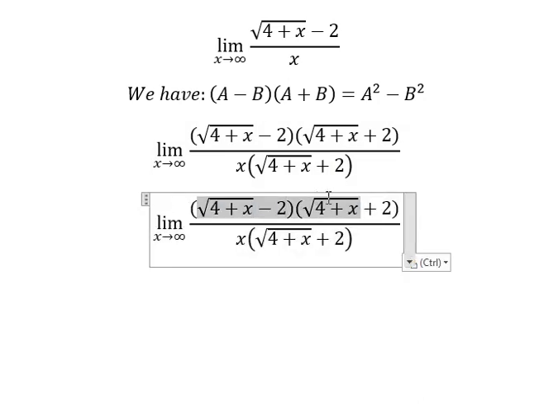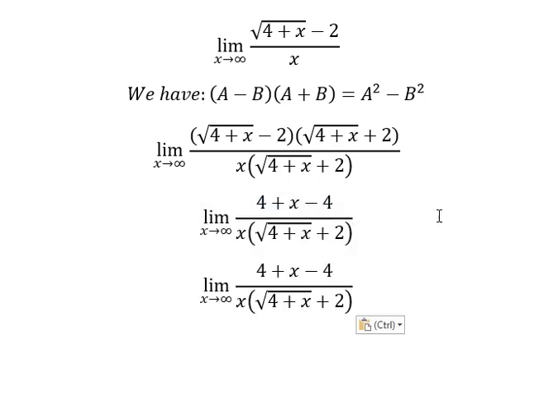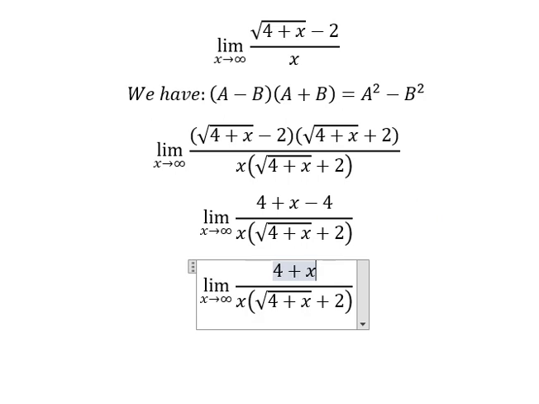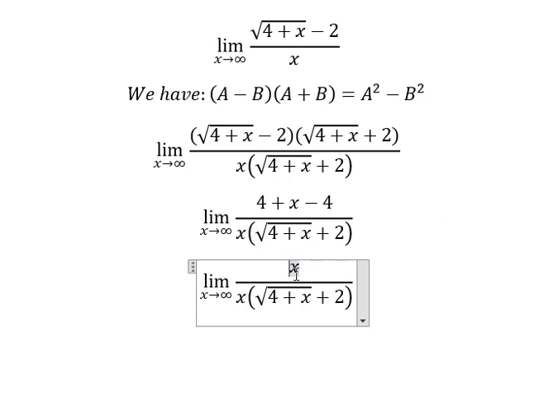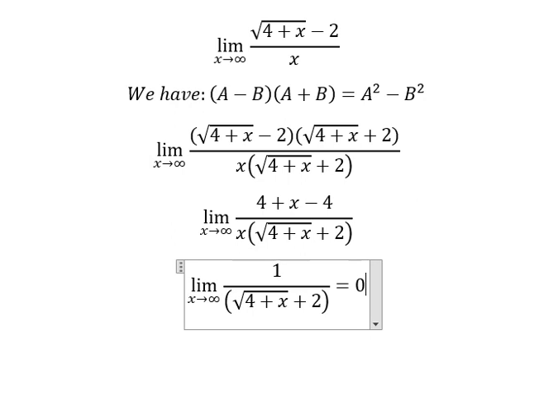So this one we simplify and we have 4 plus s minus number 4. So 4 minus 4 we cancel. s divided by s. Now when s approaches positive infinity, this one will go to positive infinity. Number 1 divided by positive infinity, you get number 0.